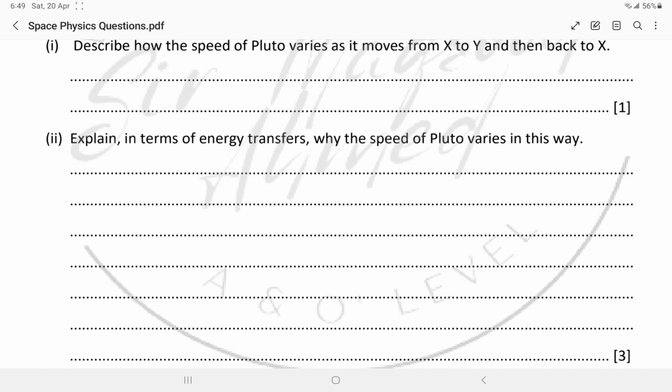As the planet moves from the closest to the farthest position, its kinetic energy converts into potential energy. And when the planet moves from the farthest position to the closest to the Sun, its gravitational potential energy converts into kinetic energy. Because the speed of the planet increases when it moves from farthest to the closest position, and its speed decreases when it moves from closest to farthest from the Sun.